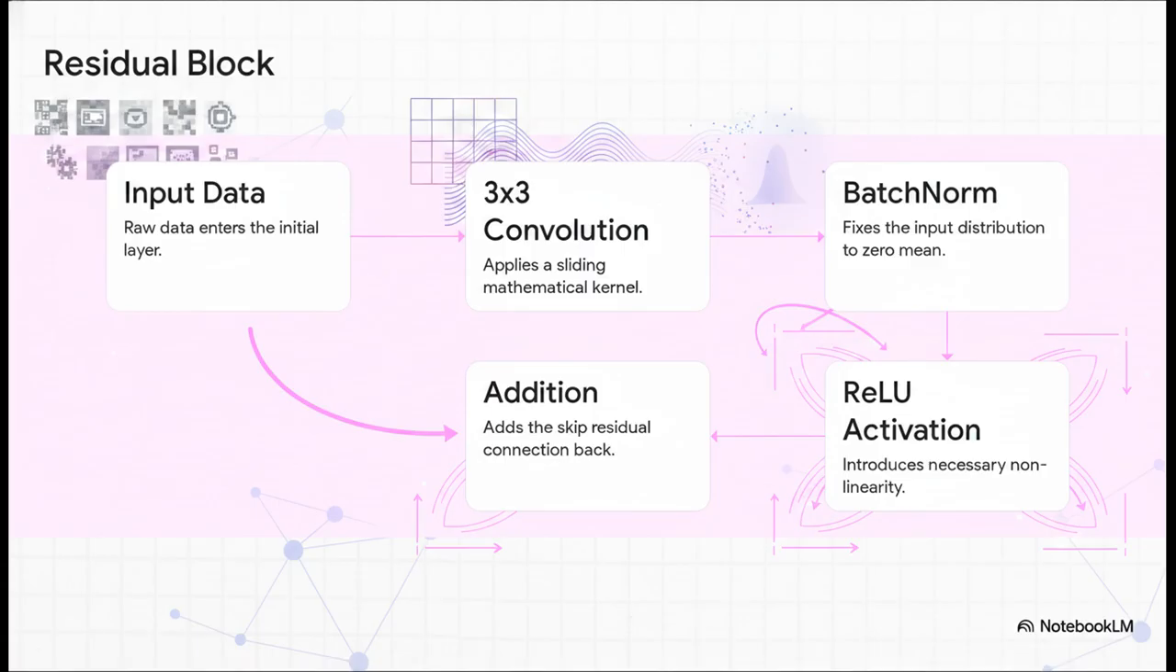But step 5? Step 5 is the absolute stroke of genius, the addition, otherwise known as the residual connection. Instead of just passing the processed data forward like normal, we actually add the original unprocessed input data right back into the output. Because of this additive skip connection, the network layer only has to learn the residual difference rather than the whole entire transformation from scratch.